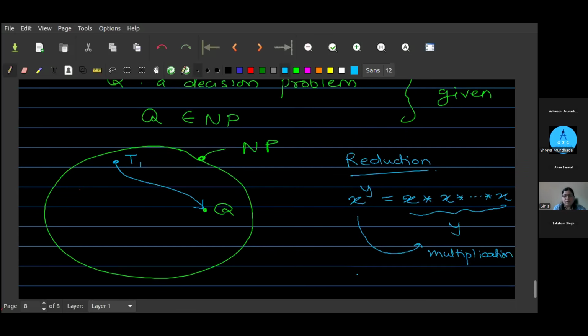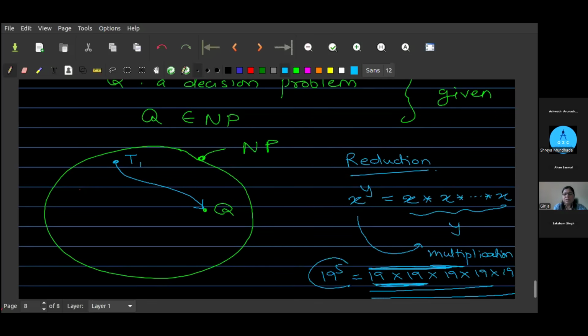So basically, let's say I want to do 19 to the power 5. Then I'm doing 4 multiplications. I do this multiplication, to that I multiply by 19, then to that I multiply by 19 a third time and a fourth time. So I'm reducing this problem, exponentiation, to 4 multiplications. Likewise, think about this.